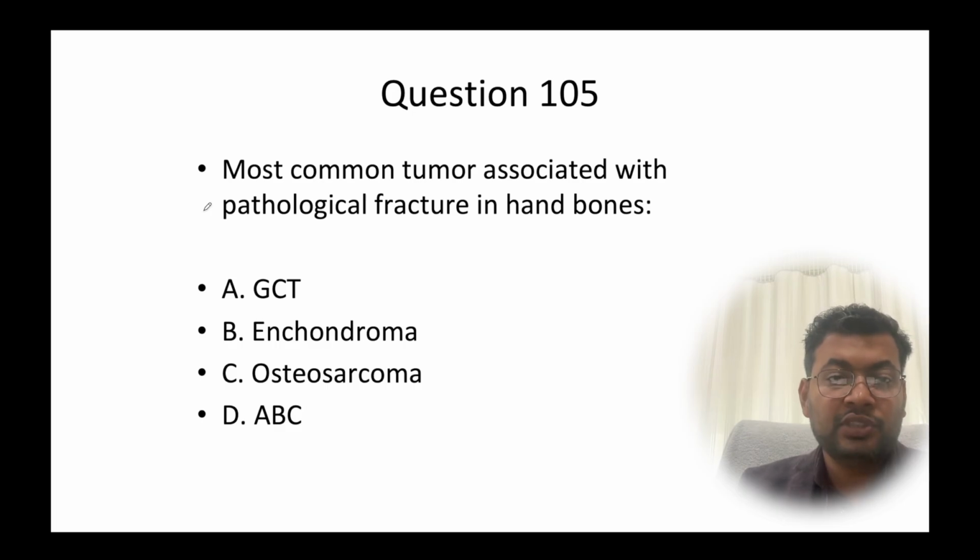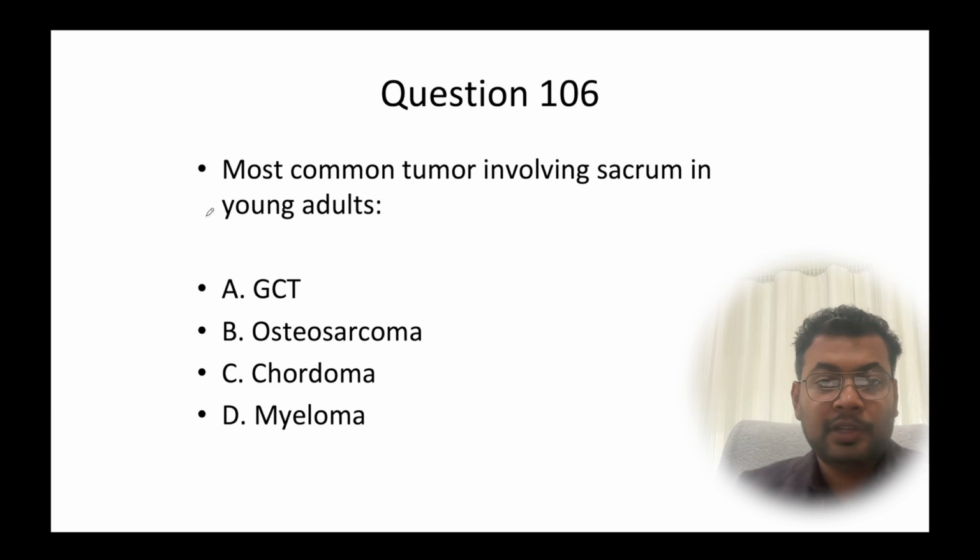Most common tumor associated with pathological fracture in hand bones. Most common tumor, not malignant tumor. So the most common tumor in hands is enchondroma, and that will be the most common cause of pathological fracture. Most common tumor involving sacrum is chordoma.